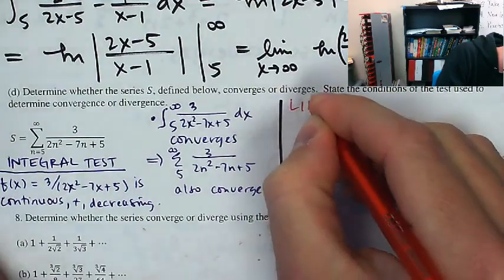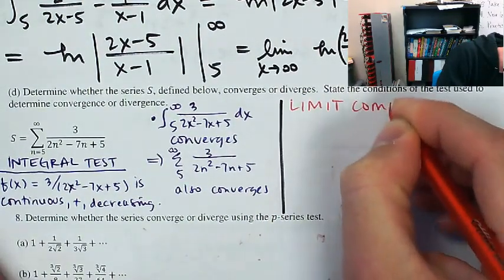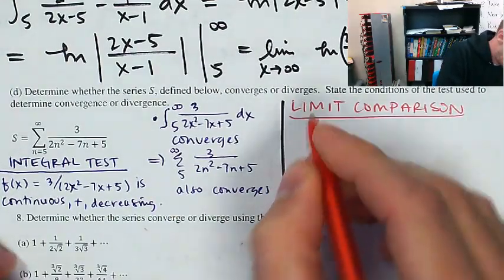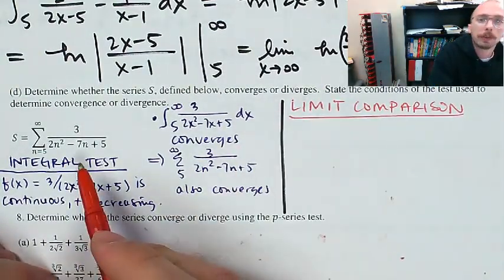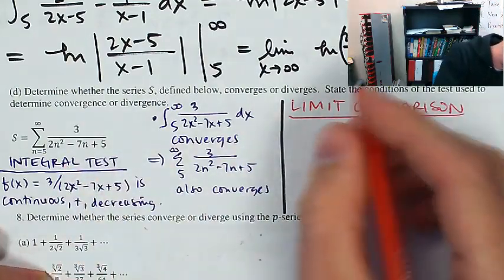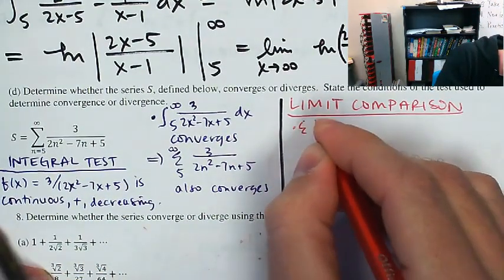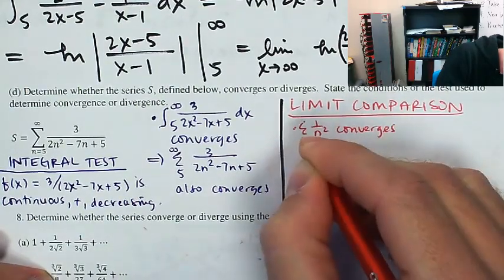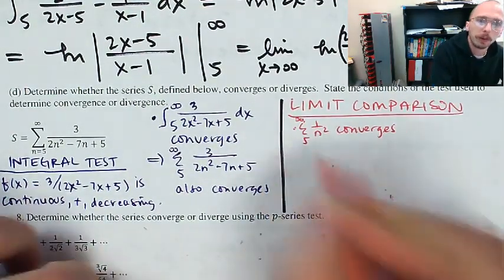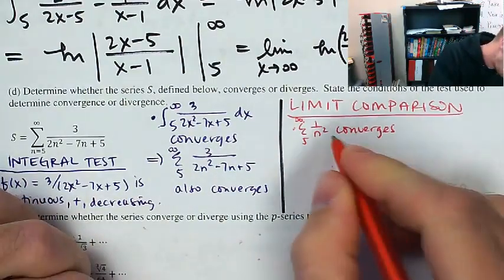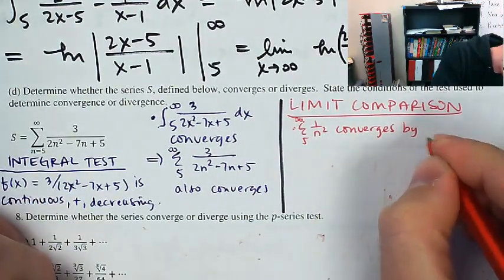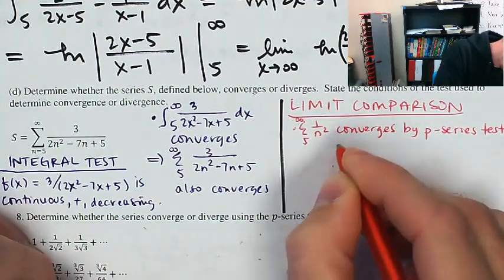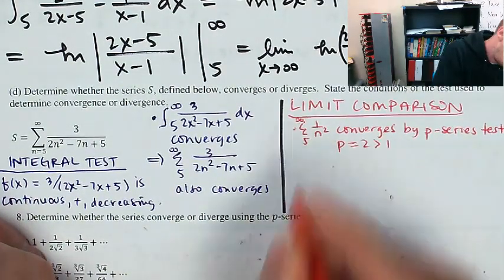So this would be limit comparison. First step is pick a series to compare it to: 1 over n squared. So I'm going to say 1 over n squared converges, I might say from 5 to infinity. Doesn't matter what that lower bound is, as long as it's not 0. That converges by the p-series test. P is equal to 2, which is greater than 1.